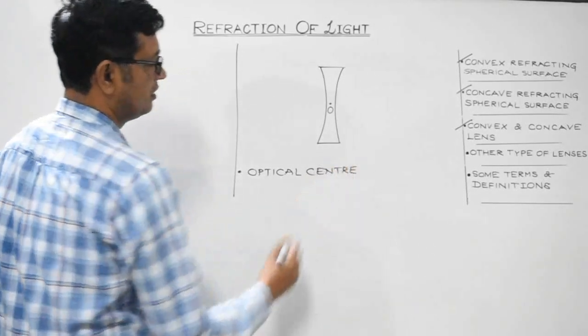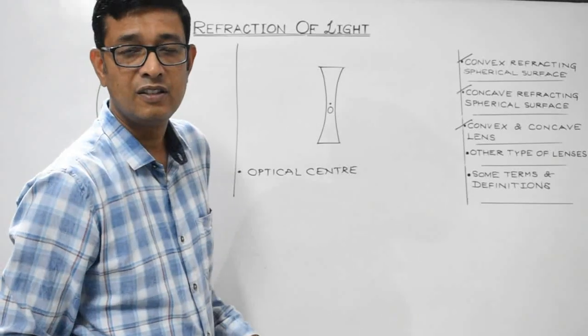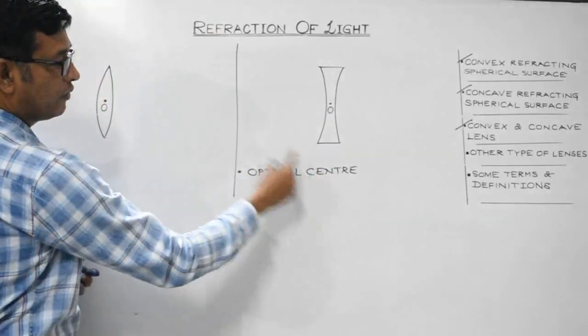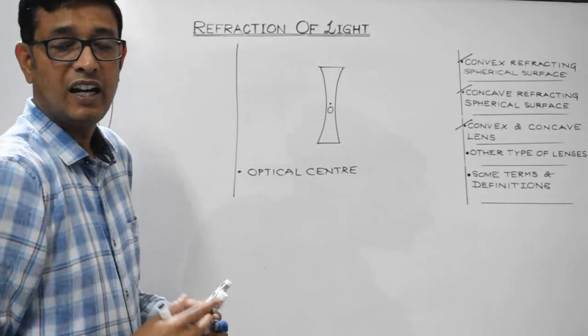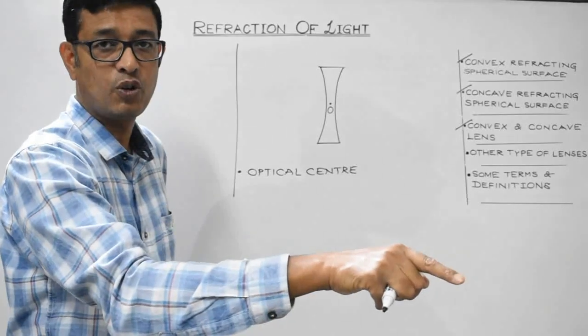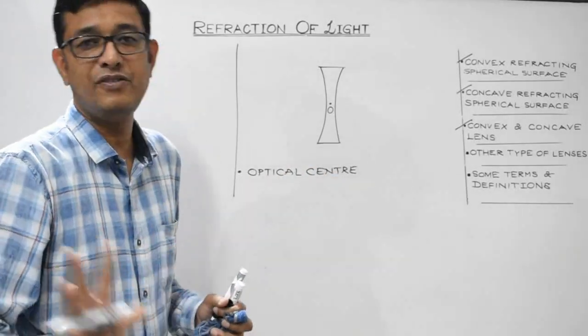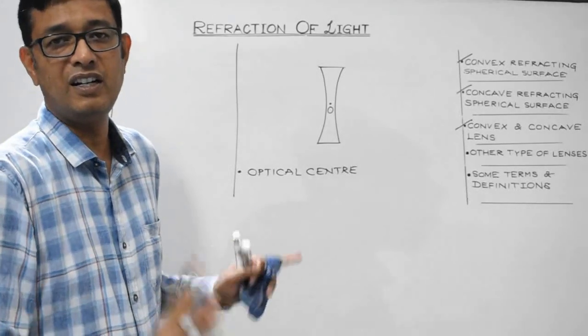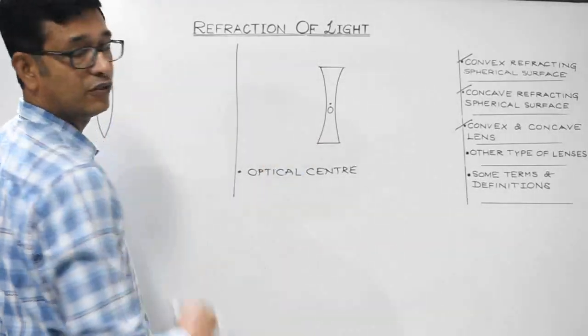Optical center. It is a point which lies inside the lens and through which, if the ray or light passes, it will remain undeviated. It won't suffer any sort of deviation in its path. So that's optical center for you.